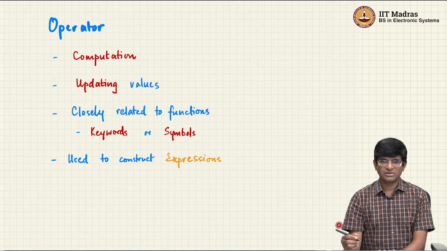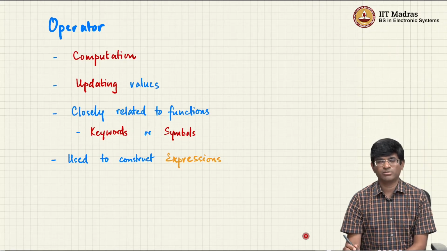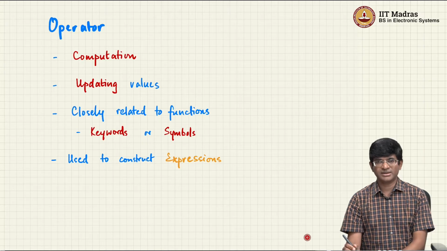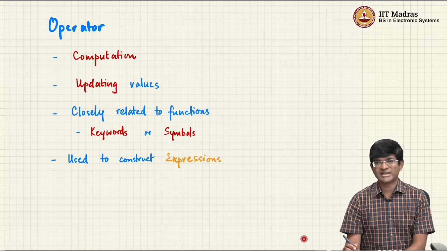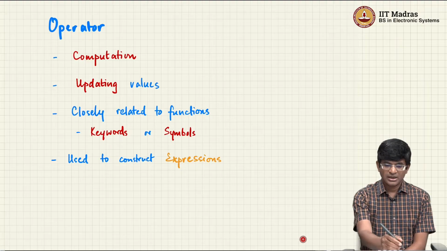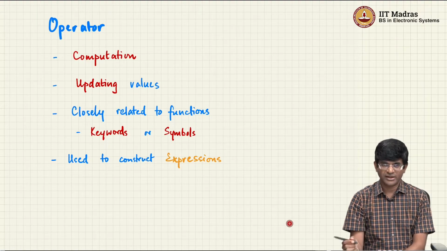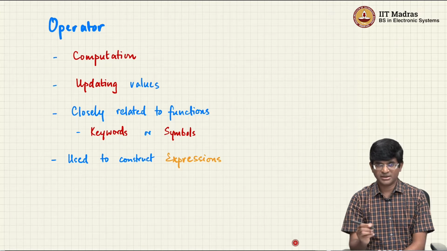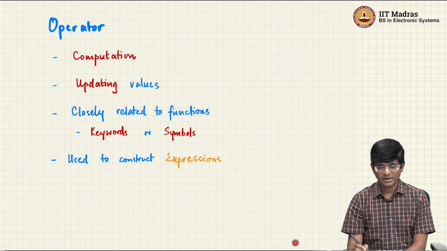So, at a high level, what is an operator? An operator is essentially some way of performing a computation. The kind of things that you actually want a computer to do, the computations, are usually expressed in terms of operators. They can also be used in order to update the values of variables. As we will see, the equality, the assignment symbol in C is actually an operator.